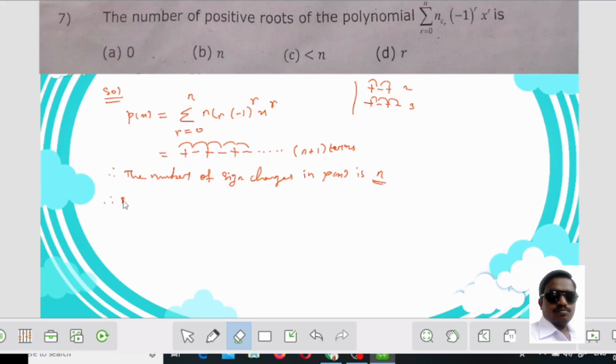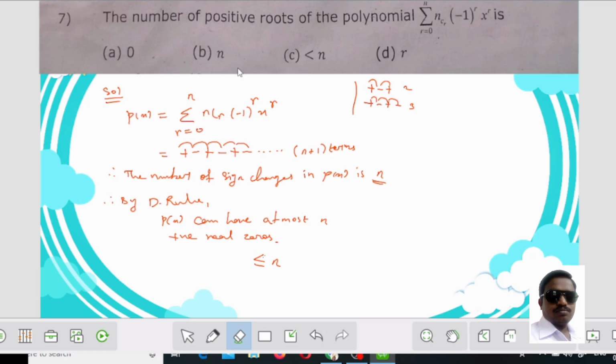Therefore, by the Descartes rule of sign, p of x can have at most n positive real zeros. So at most n means what? The number of zeros will be less than or equal to n.